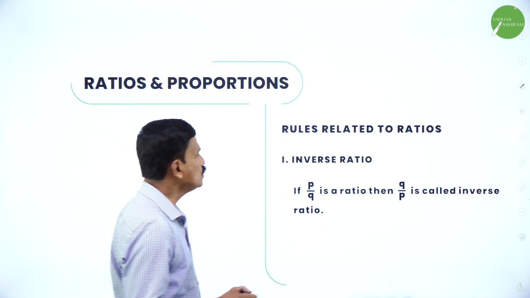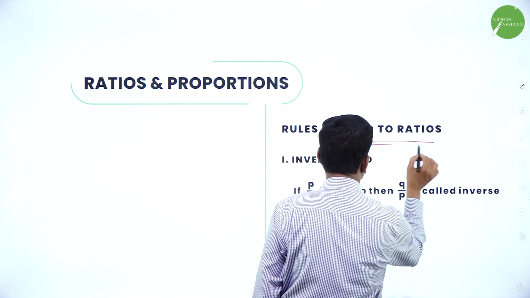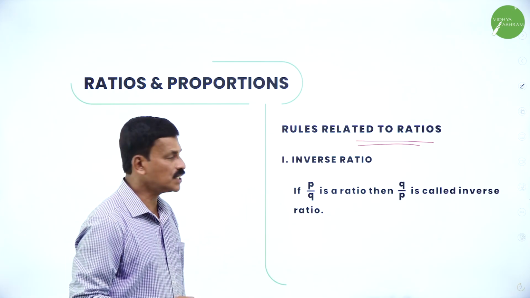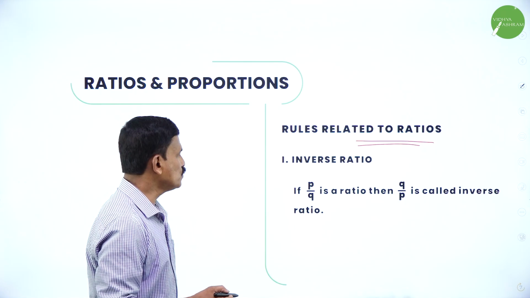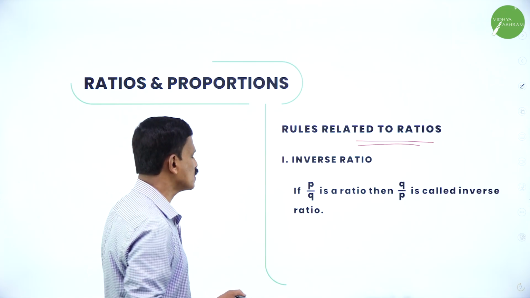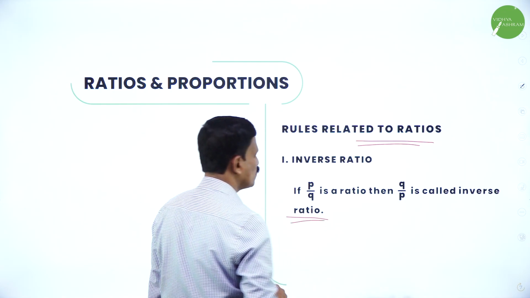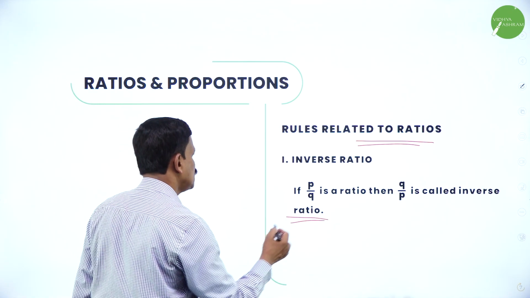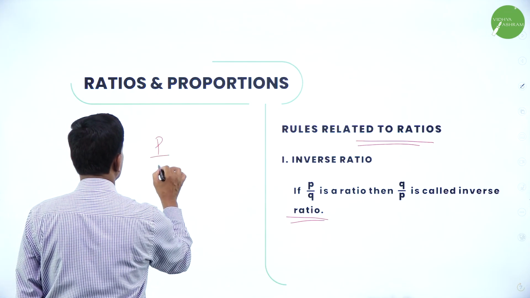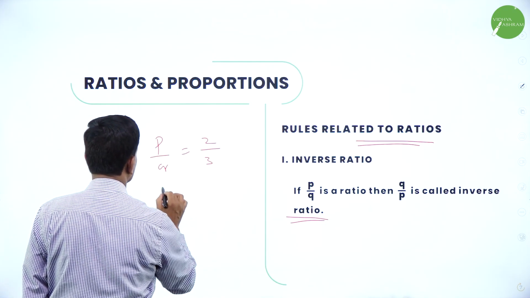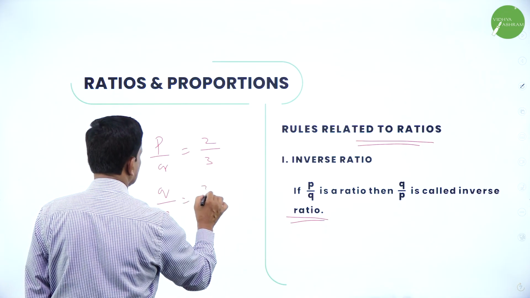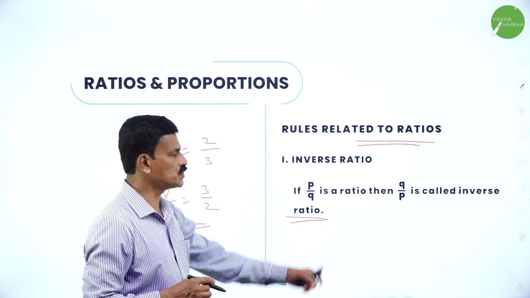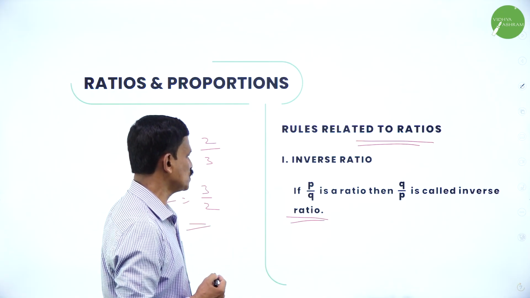Rules related to ratios. So, there are certain rules which are related to ratios. What are those rules? First one, inverse ratio. If P by Q is a ratio, then Q by P is called the inverse ratio. For example, if P by Q is equal to 2 by 3, then Q by P is equal to 3 by 2, which is called the inverse ratio, right?